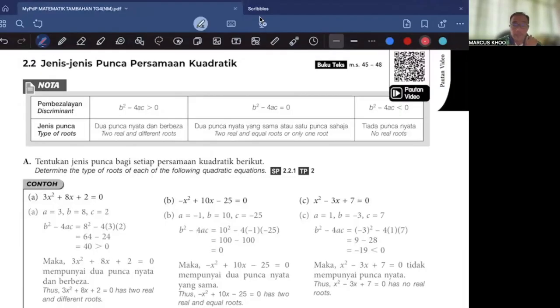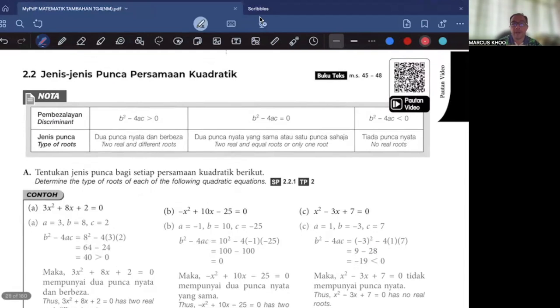Okay, the next thing that we need to talk about is the types of roots of quadratic equations. Essentially, there are three different situations. Number one, where the roots are real and different. Number two, the roots are real and equal. And number three, there are no real roots.